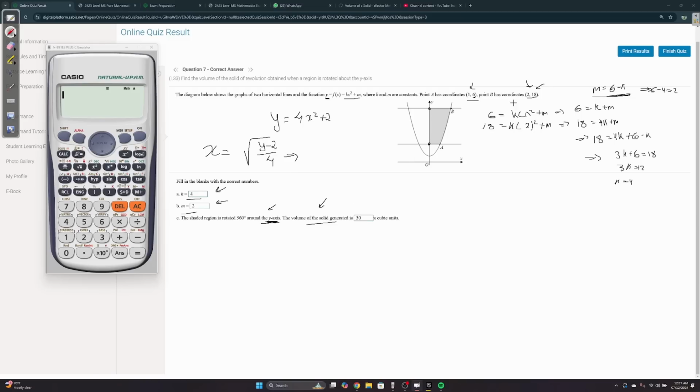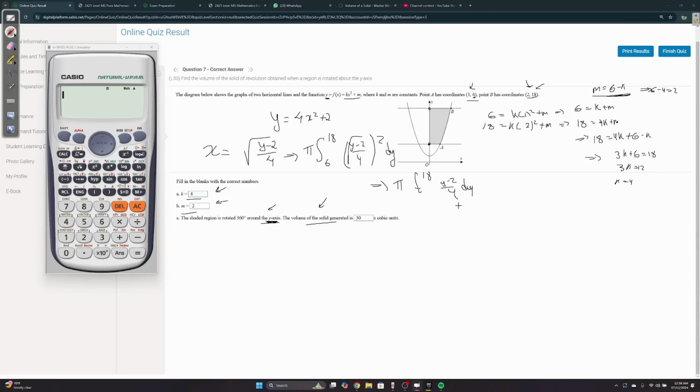You have the bounds from 6 to 18. You have the curve in terms of y. So we can just apply the formula from 6 to 18. The curve, remember, is squared, because your volume is squaring. Okay, so square root of y minus 2 over 4, squared, dy. So it's going to become pi integral from 6 to 18 of y minus 2 over 4 dy.